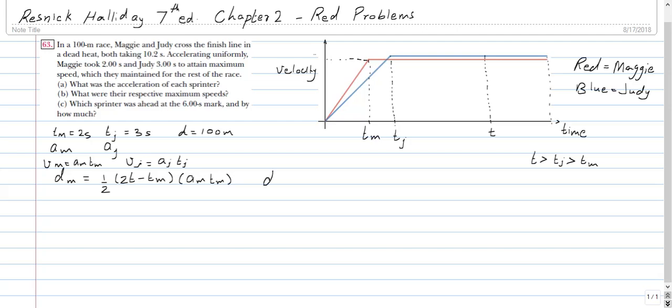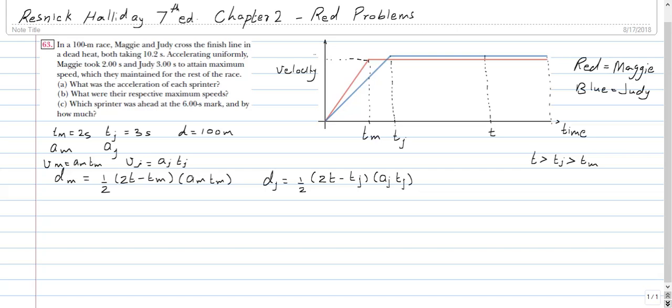Now we know that this is going to be the distance of Maggie, and what would be the distance of Judy? The distance of Judy would be, by the same logic, the area of the trapezium under the blue curve, which is going to be half times 2t minus tj times aj tj, right? So far we have found out the distances covered by Maggie and Judy at any point t seconds.